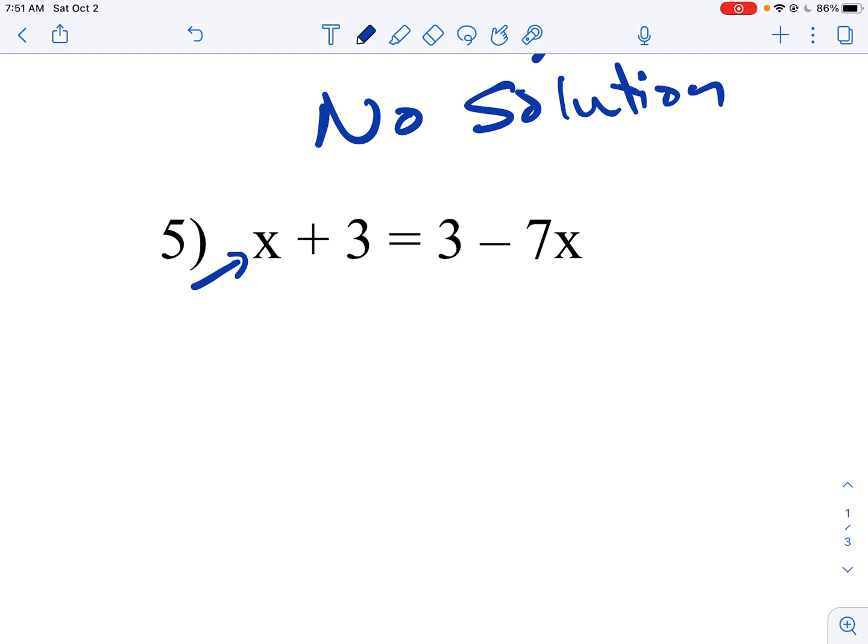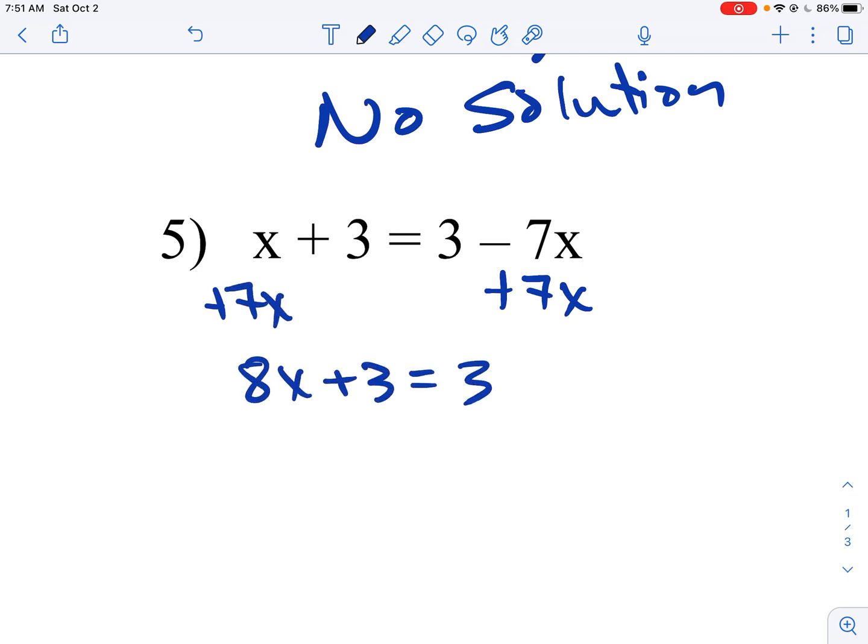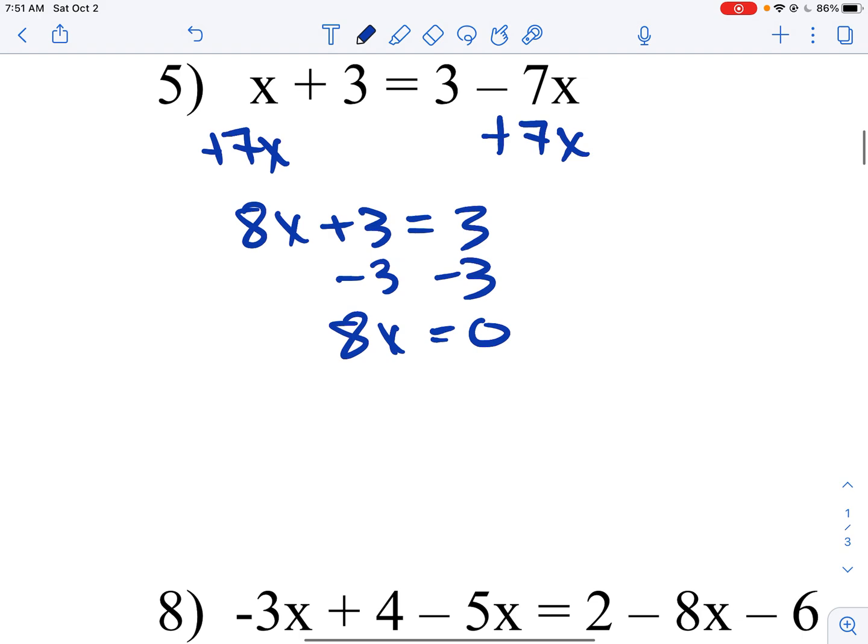Here, I look at my coefficients. They are different, so that means I'm going to have one solution. So I add 7x to both sides. I get 8x plus 3 equals 3. I subtract 3. See, here it is again. 8x equals 0. I divide both sides by 8, and x is equal to 0.